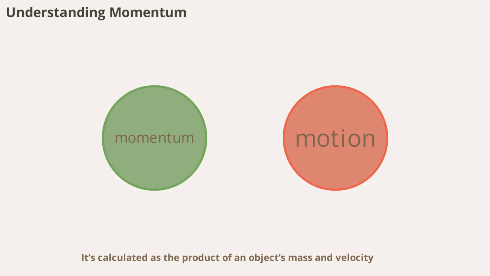Momentum is a measure of how much motion an object has. It's calculated as the product of an object's mass and velocity. The greater the mass or speed, the more momentum it has. For example, a moving truck has more momentum than a bicycle going at the same speed. Momentum helps explain why it's harder to stop a fast-moving or heavy object and why collisions can have significant effects.